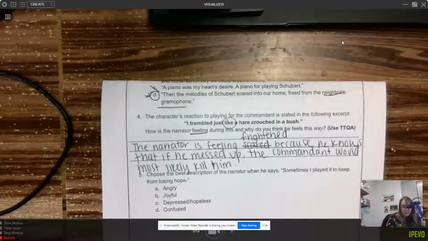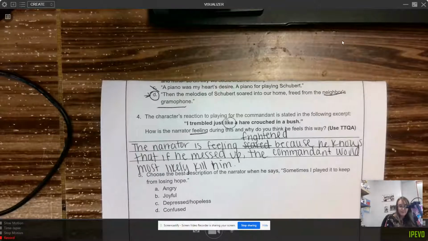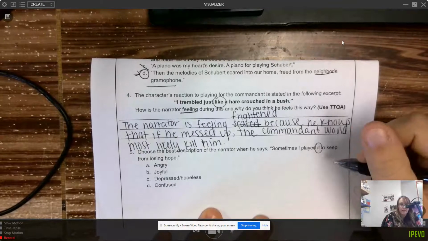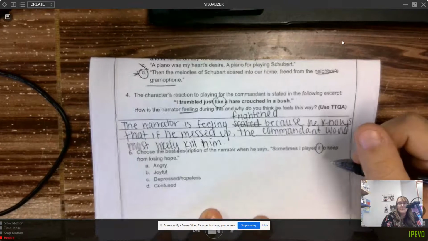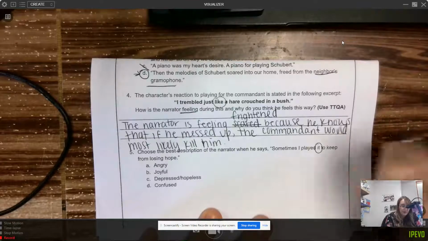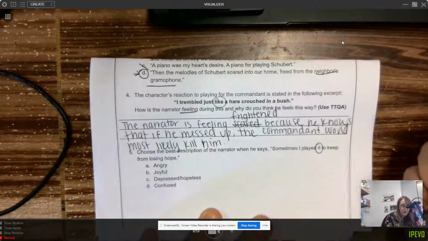All right, choose the best description of the narrator when he says, sometimes I played it to keep from losing hope. Well, first of all, I don't like vague pronouns. The word it is referring to his harmonica, okay? So sometimes I played the harmonica to keep from losing hope. So how is he feeling? Is he feeling angry, joyful, depressed, or hopeless, or confused?